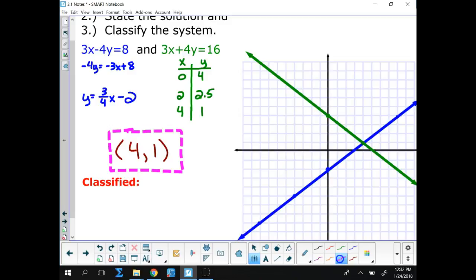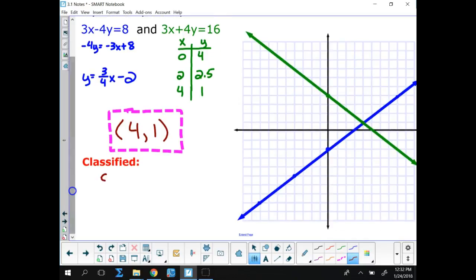Classification of that system, then, since they intersect in one location, that is a consistent independent system.